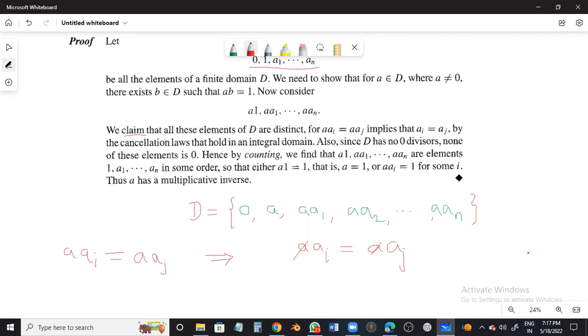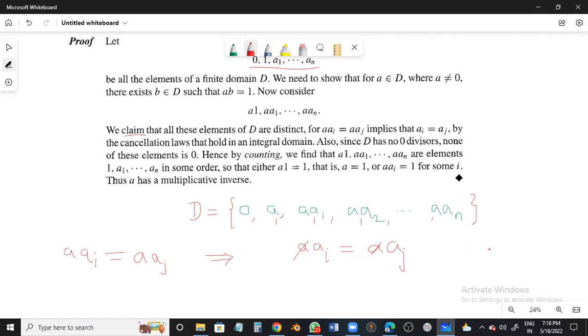These are n plus 2 entries, meaning I got my D back over here. This was my first assertion, that I have got my ring back, meaning somewhere I'll be getting 1. Either 0 will be 1, but we are saying it is a non-zero unity, so 0 cannot be 1. Maybe a is itself 1, or a into a1 is 1, or maybe a into a2 is 1. So either of them has to be 1.